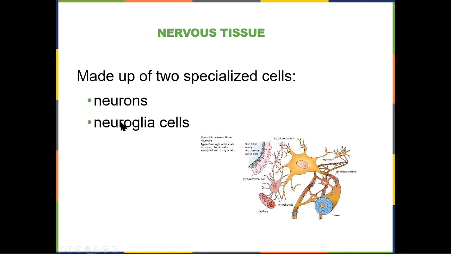And then we have this whole other group of cells within nervous tissue called neuroglia. We have a lot more neuroglia cells than we do neurons, and their job basically is to keep the environment healthy for neurons to be able to work. So I like to say that neuroglia cells keep neurons healthy and happy, so they can do their job. And that's it for our lecture today.